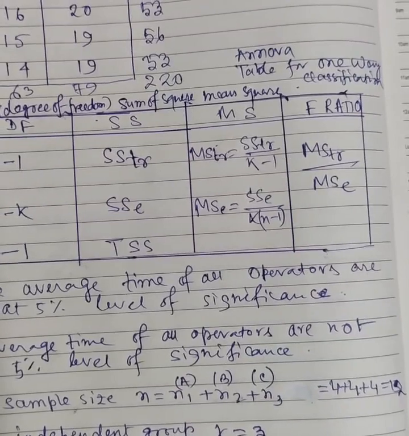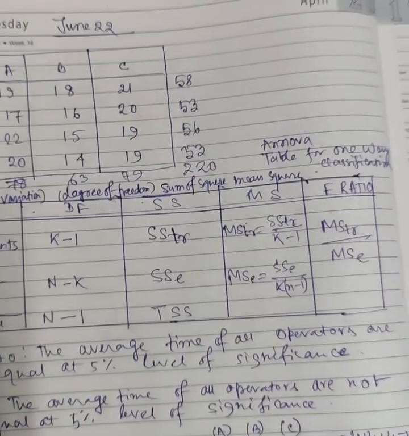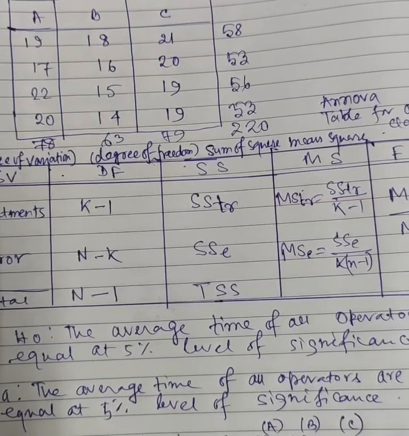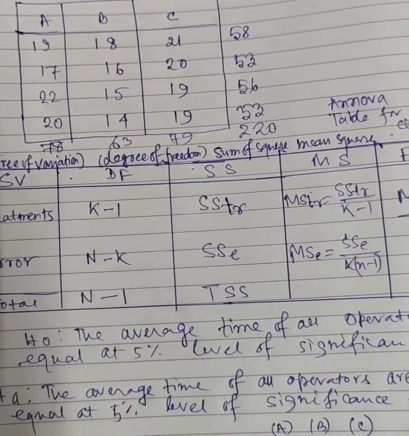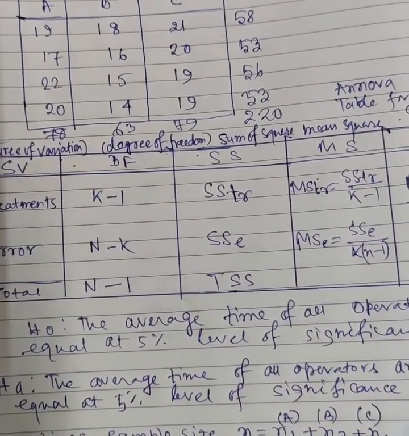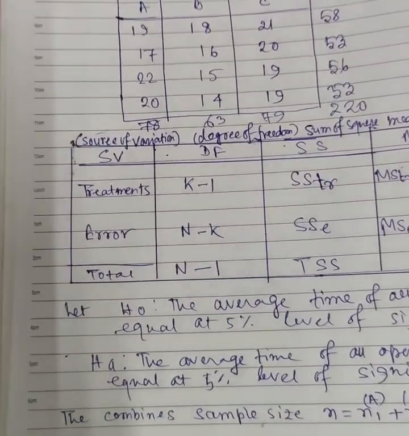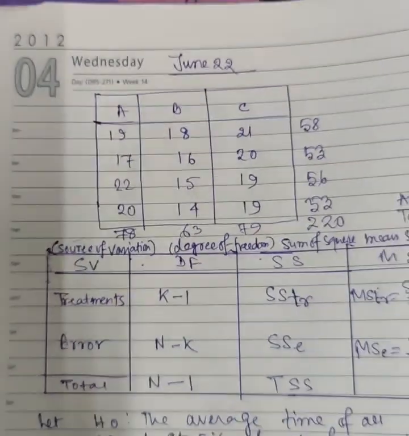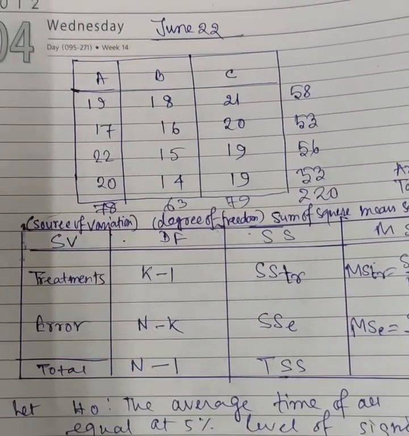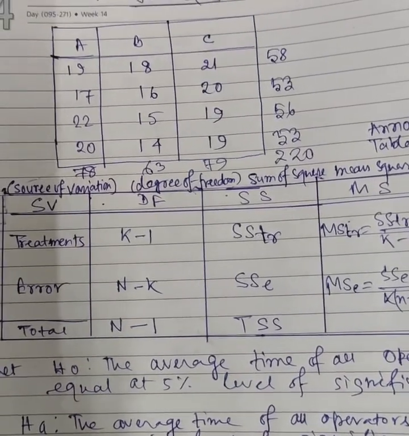There are 5 columns and 2 rows. We put those values in after doing the math. Here you should know K. What is K? K is the total number of columns, that means A, B, C, 3 columns, the main headline fields. Total N is 12 values. In this way you calculate DF, SS, MS.